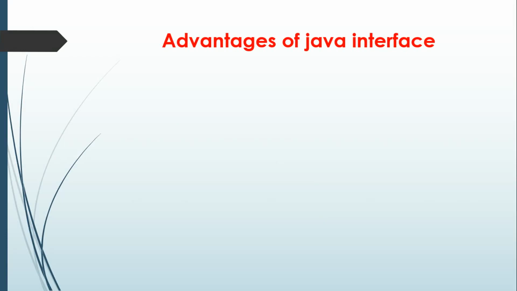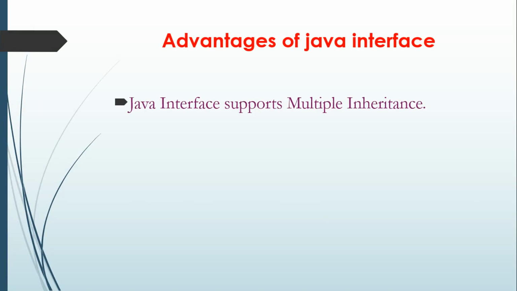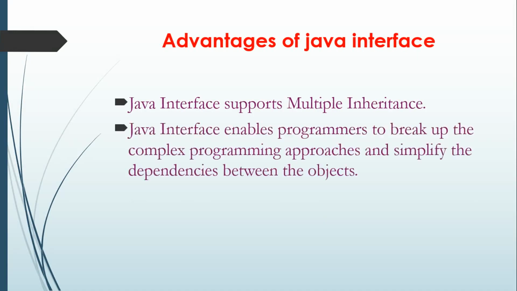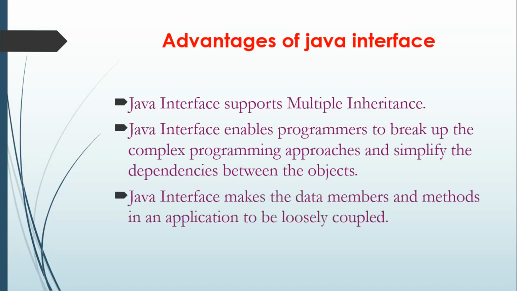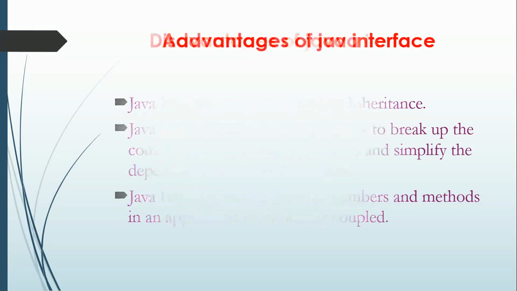Let's discuss the advantages of Java interface. Java interface supports multiple inheritance. Java interface enables programmers to break up a complex programming approach and simplify the dependencies between objects. Java interface makes the data members and methods in an application loosely coupled.